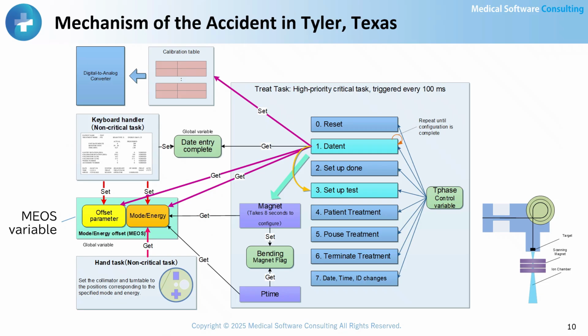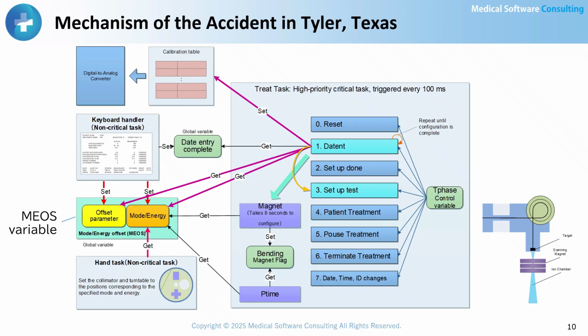This diagram recreates the software structure that led to the overdose accident in Tyler, Texas. The key point is that the hand task, a non-critical task shown at the lower left of the screen, and the treat task, a critical task running in a 100 millisecond cycle on the right, were loosely coupled through a global variable called MEOS, Memory Energy Offset.